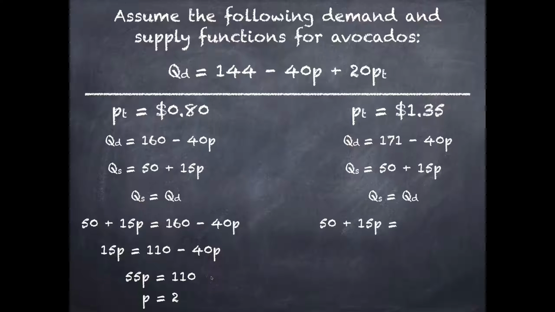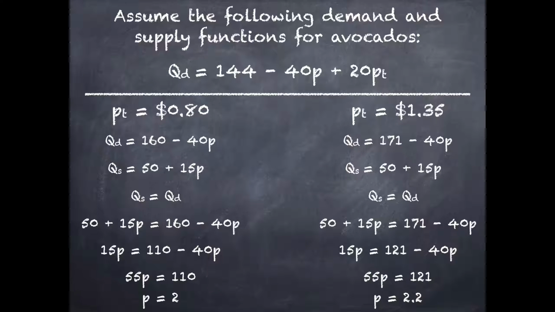We do the same thing with the demand function when the price of tomatoes is equal to $1.35. So here we have our demand function in that instance. Here's the supply function, and the equilibrium occurs where quantity demanded is equal to quantity supplied. So we set these two equal to one another and solve, and we get the price is equal to $2.20.